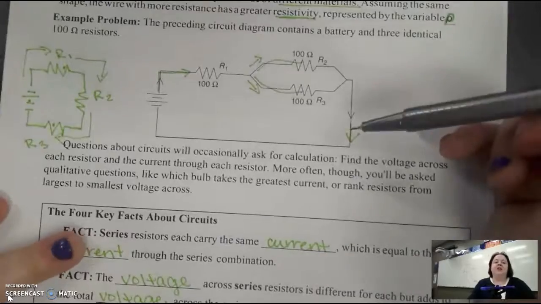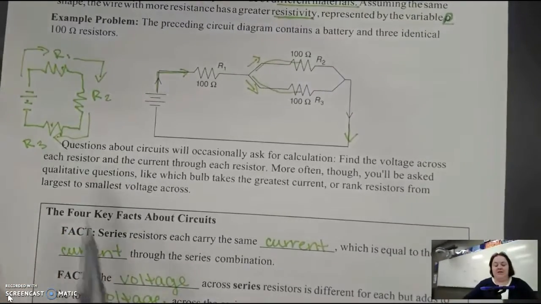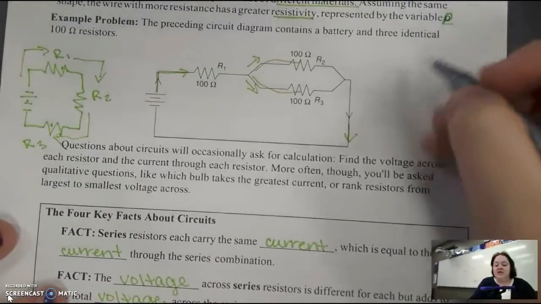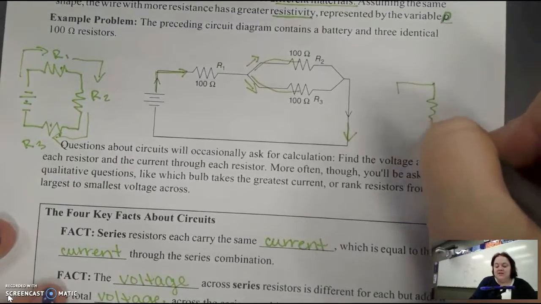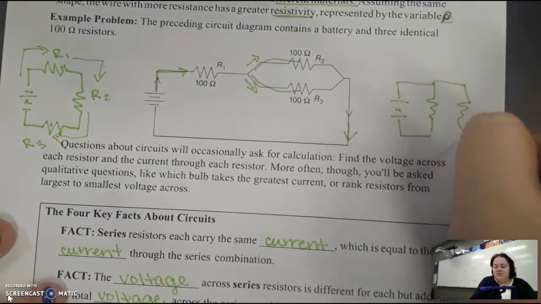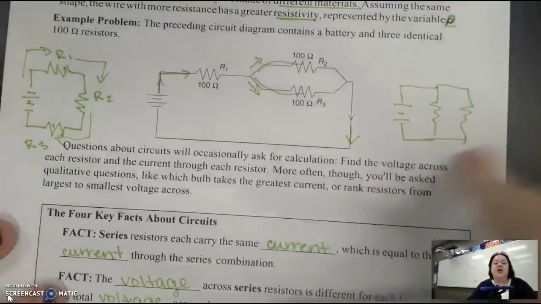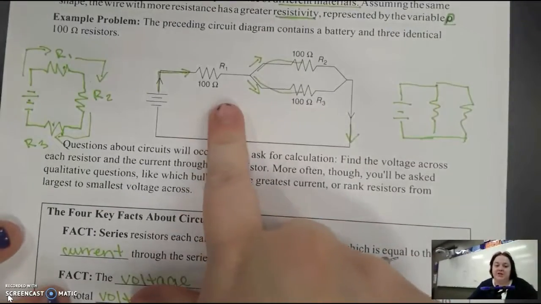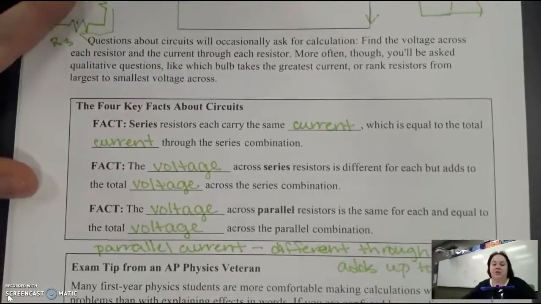The problem is that you're not going to see ones that are just series, or just parallel. Just parallel would look like this. You'd have your battery. That would be just parallel, but you're not going to see those. You're going to see combinations. So then you have to do more complicated stuff.